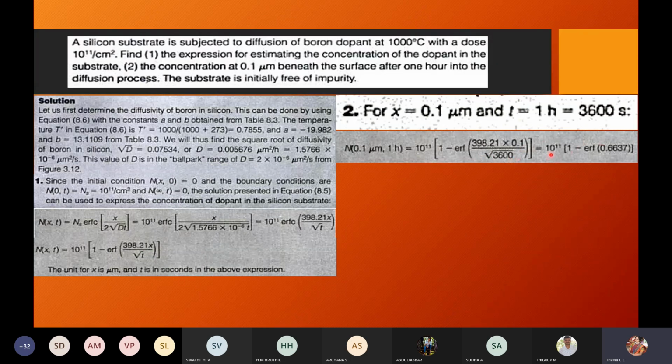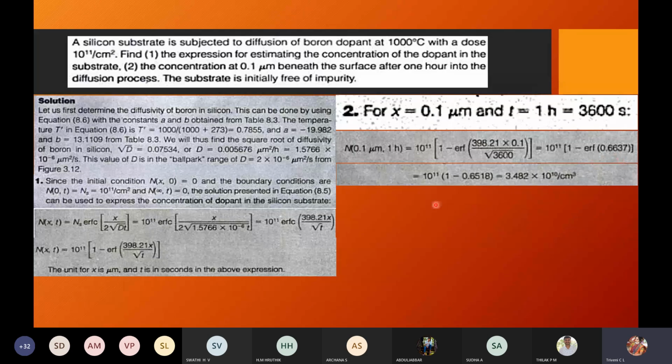So what I'll get is 10 to the power of 11, 1 minus error function of 0.6637, is the answer here. This is the value, right? Substitute, then I'll get 3.482 into the power of 10 per cubic centimeter as the answer here. So this is about the problem, how we can solve it using the diffusion method here.